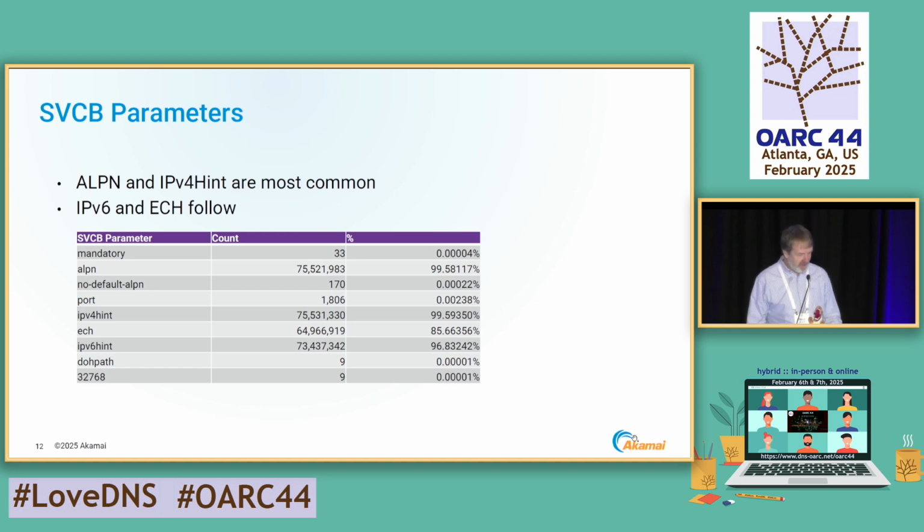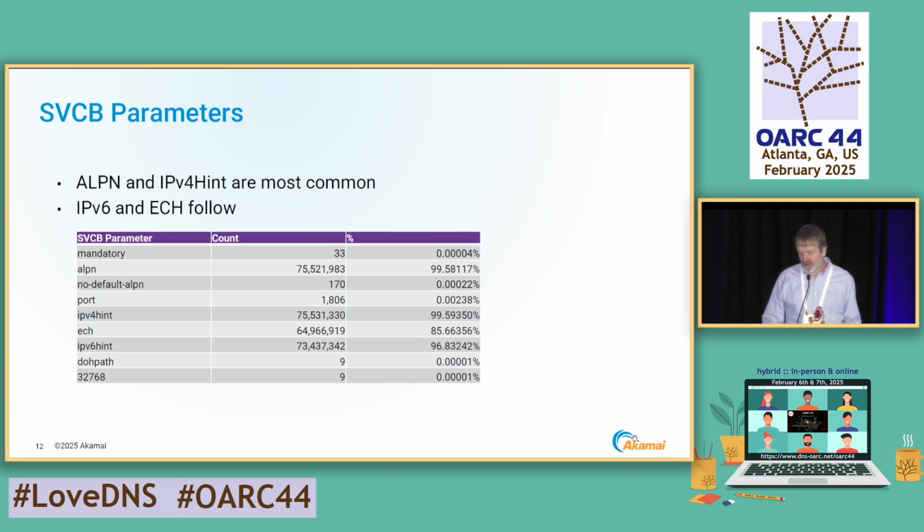So let's look at the parameters. Again, ALPN and IPv4 hint are the most common, and all these results look a bit like former Soviet Union voting results. It's really very, very uniform. ALPN is 99.5%, IPv4 hint is the same, and IPv6 hint is 96%. ECH is not as common, but it's still 85%, so that's good.